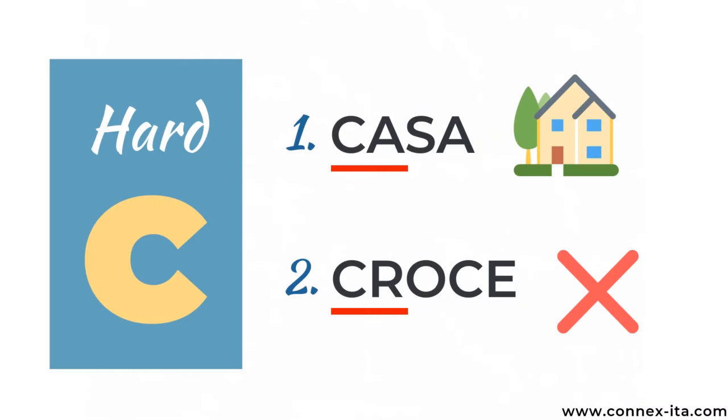Let's see an example. In the word casa, the C sounds like a K because it's followed by the vowel A. Same for the word croce, where the next letter is a consonant, and so the C gets a hard sound. Croce. By the way, casa means house, and croce is the Italian word for cross.